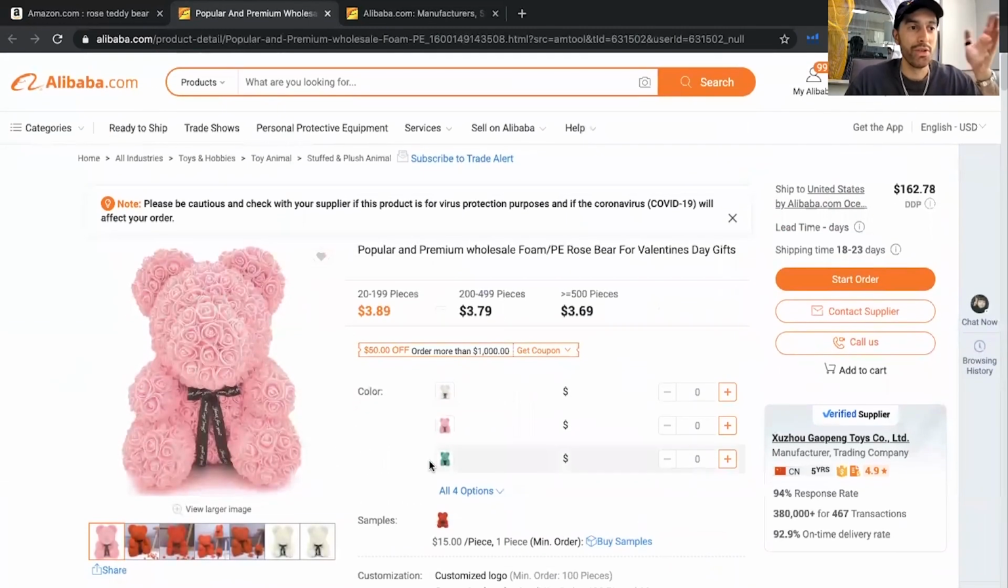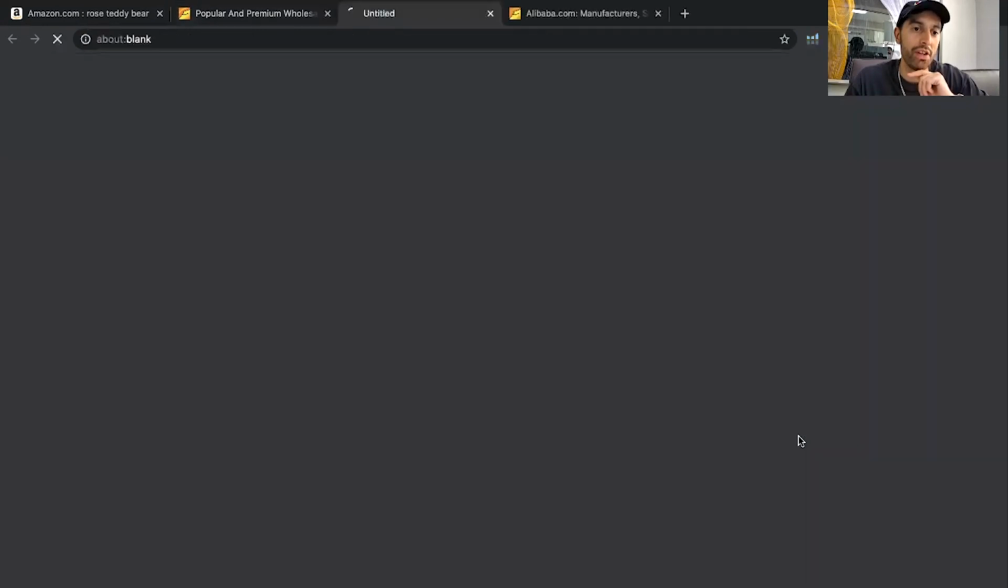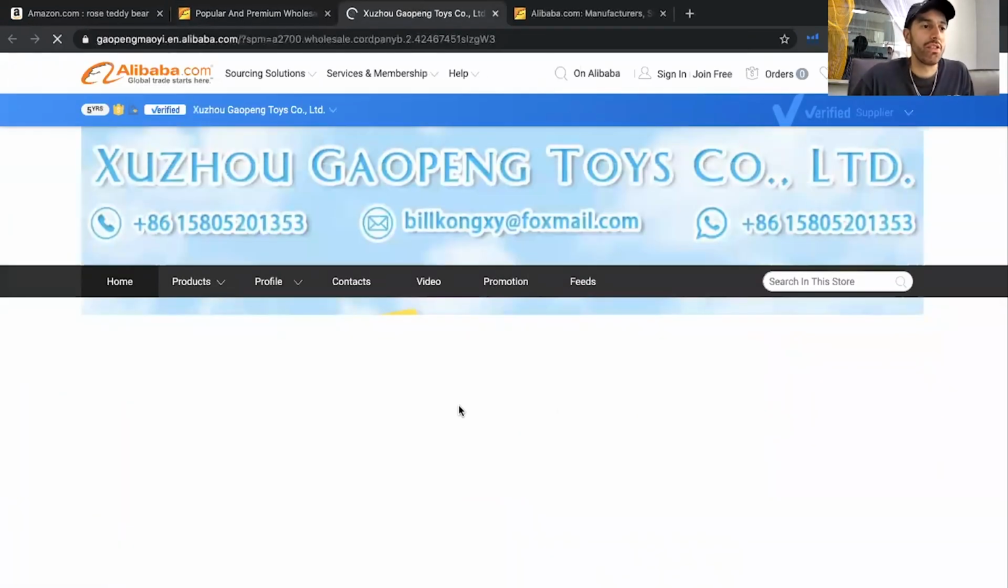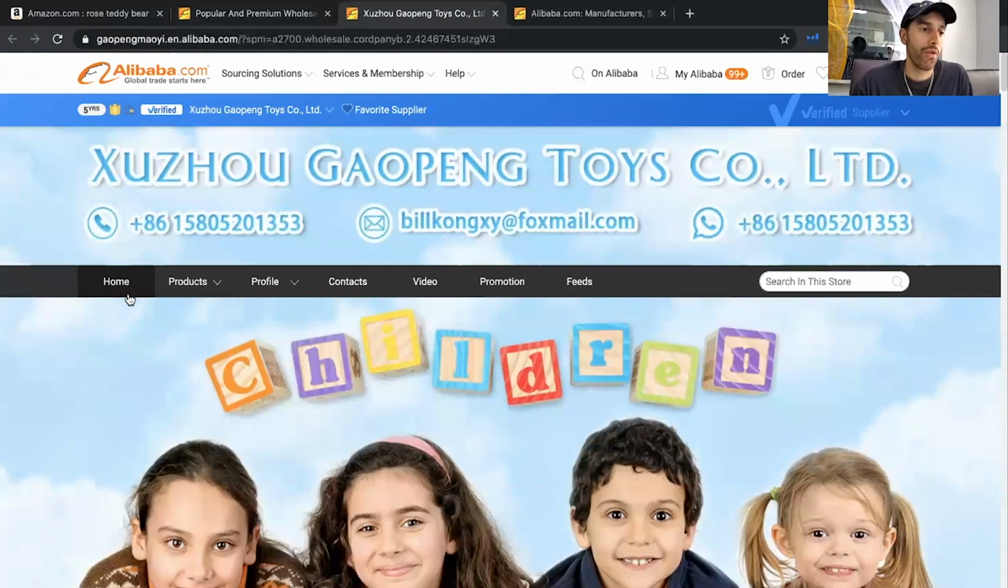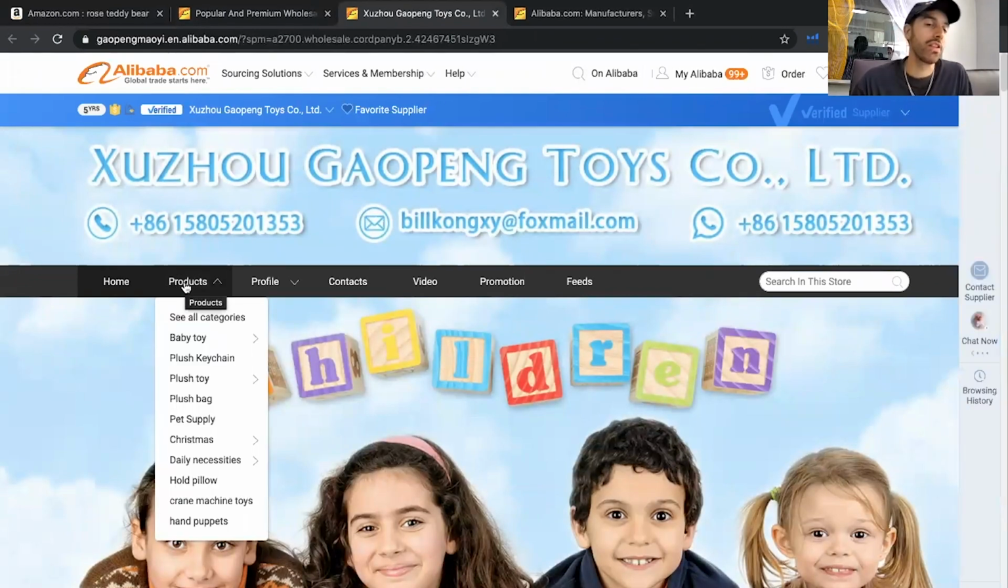Then after reviewing the product, the next thing I want to do is actually review their factory. So if you click on here, Chuzhou Guapeng Toys, you can click here and now we can see what their factory is all about. And the first thing I want to do is hover my mouse over products to see that they specialize in this category of product. So we can see here, baby toy, plush bag, pet supply, hold pillow, hand puppets. So it's in that category of plush and toys and things like that.